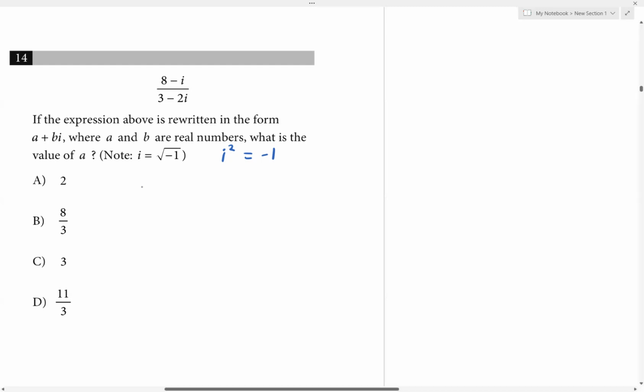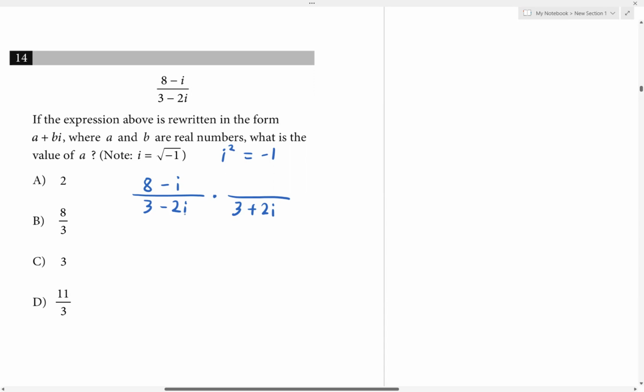To simplify this, the rule is this: we don't want an imaginary part in the denominator. That's not considered simplified. So our goal is to get rid of the i on the bottom, and the way we do it is we multiply by the conjugate of the denominator. What is a conjugate? Look at the denominator 3 minus 2i, we switch the sign and make it 3 plus 2i. This is the conjugate of 3 minus 2i.